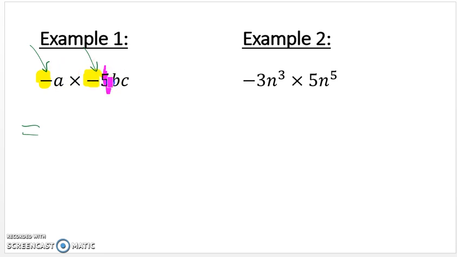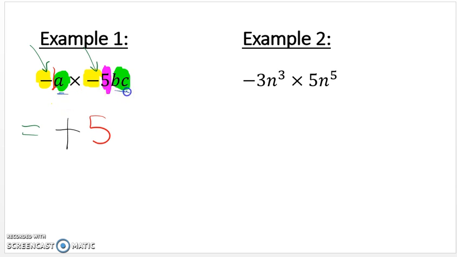Signs first, then the numbers, then the letters. I love these highlighters. Alright, so a negative and a negative we just talked about makes a positive. I'll write it down for now. 5, well, there's an imaginary 1 here. If you forget about it, write it in. 5 ones are 5. And then we can do the letters.